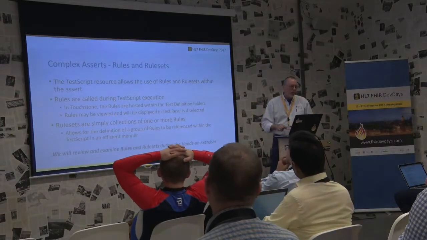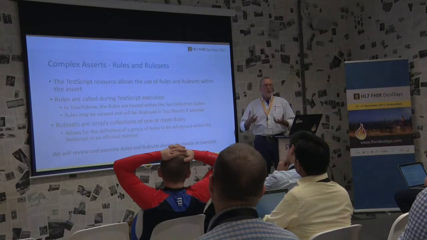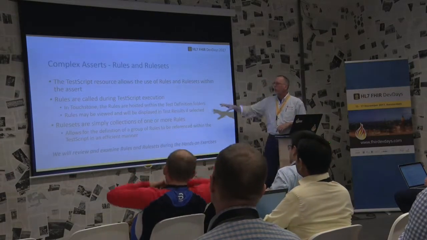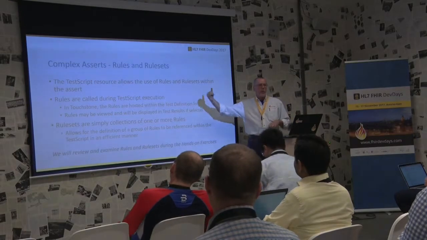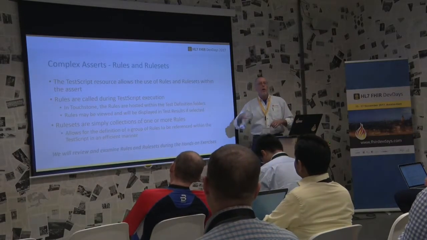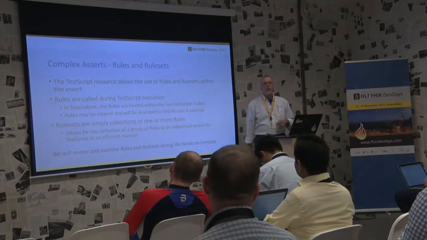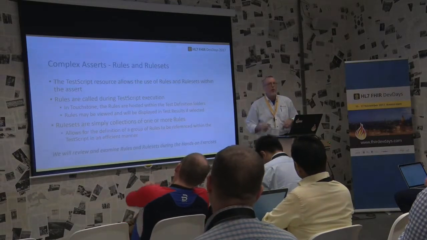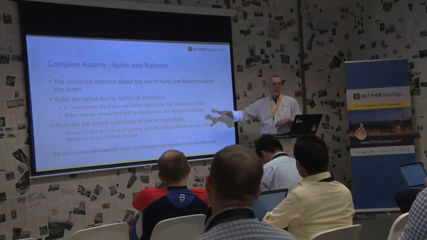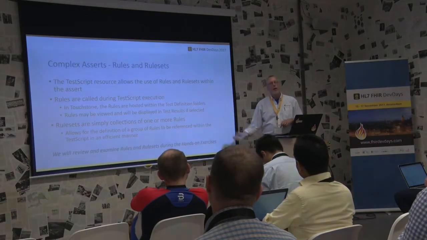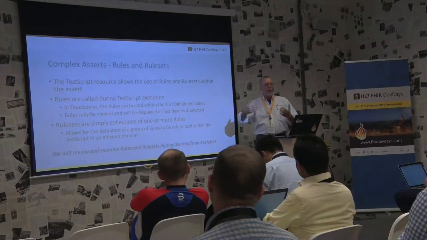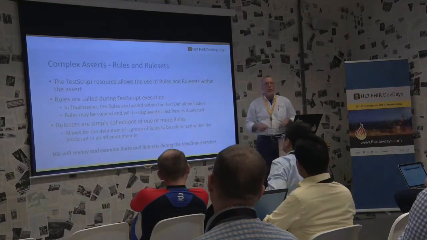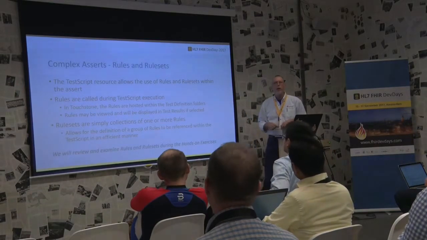So rules and rule sets, again, this is a different way to do complex asserts. Rules are called during the test script execution when the assert is being evaluated. And the rule will call out to an external scripted little snippet of code, if you will. And again, Groovy is generally what I end up doing here. And the nice thing about Groovy is that I can reference either JSON or XML. So it's a little more agnostic that way.